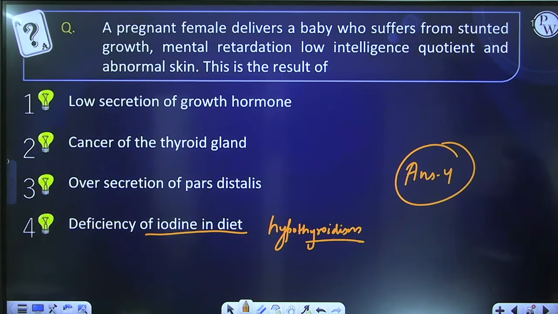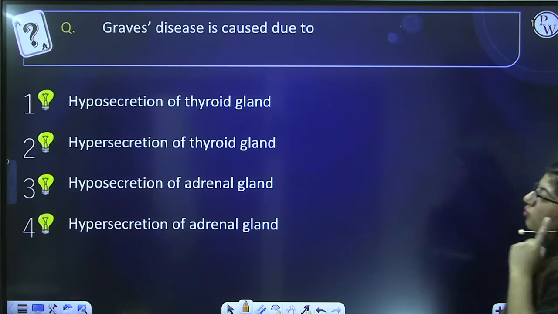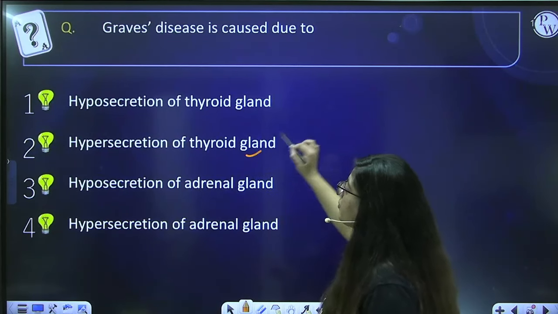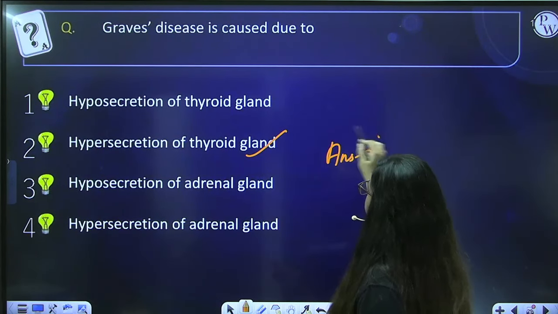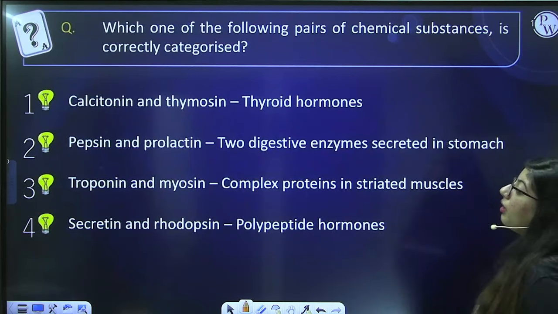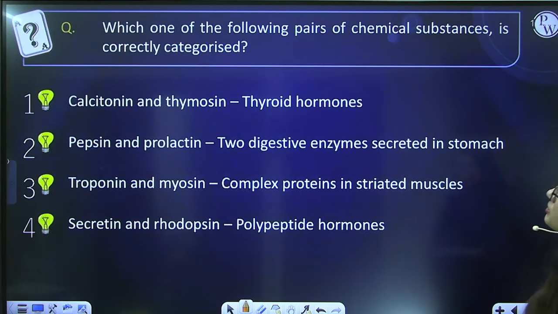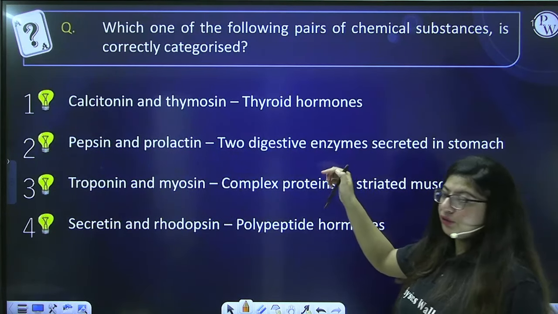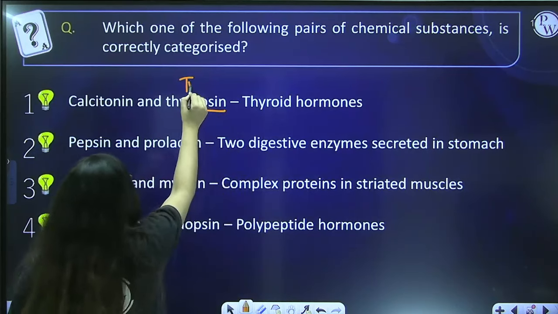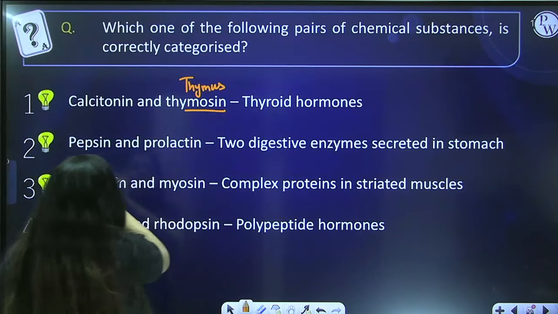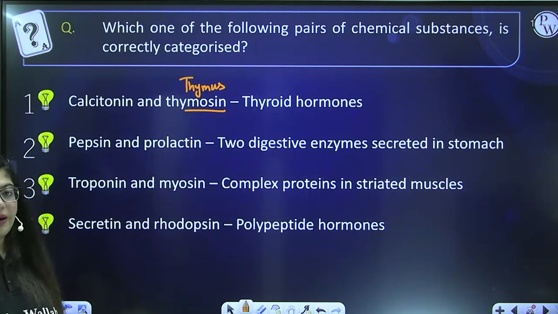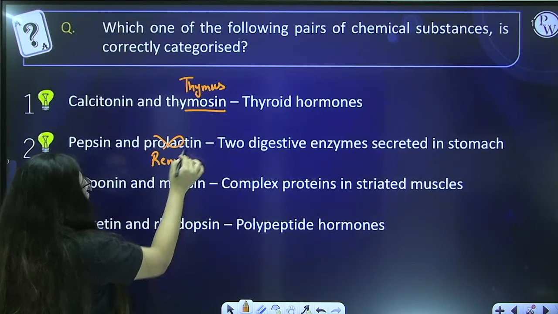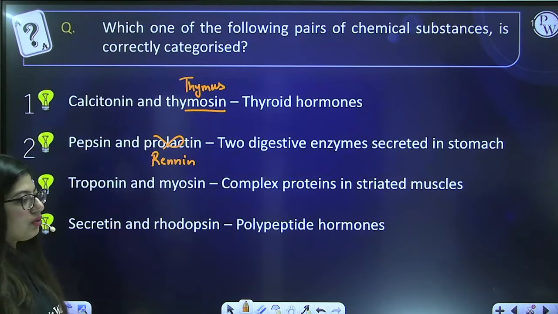Next. Graves' disease is caused due to, Graves is exophthalmic goiter, and that occurs due to hypersecretion of thyroid gland. Next. Which one of the following pairs of chemical substances is correctly categorized? Calcitonin and thymus in thyroid gland? No. Thymus is the one that secretes thymosin. Pepsin and prolactin, two digestive enzymes secreted in stomach, not the prolactin, renin. Prolactin is a hormone secreted by anterior pituitary.